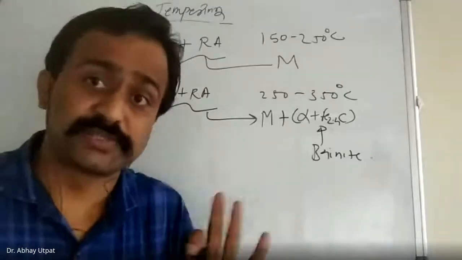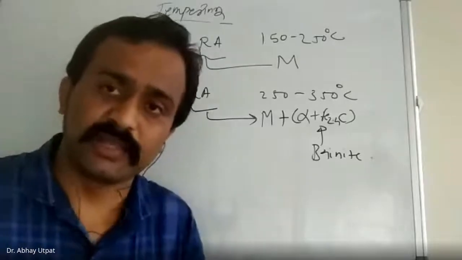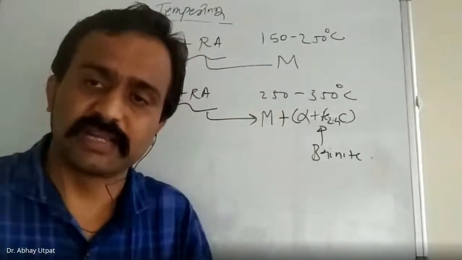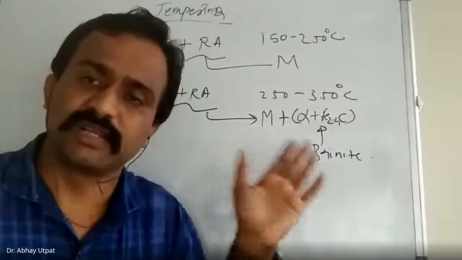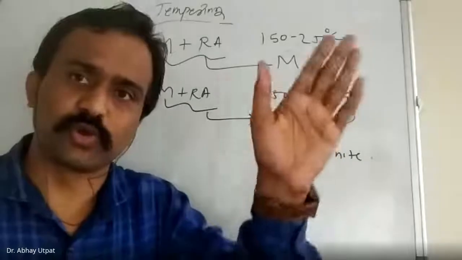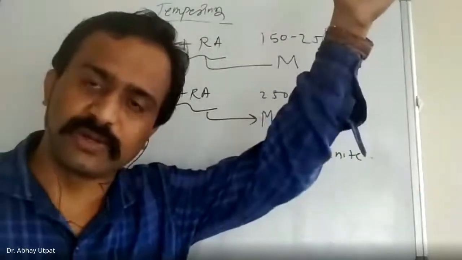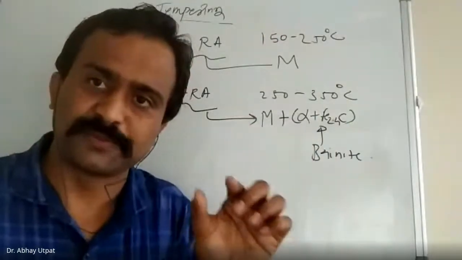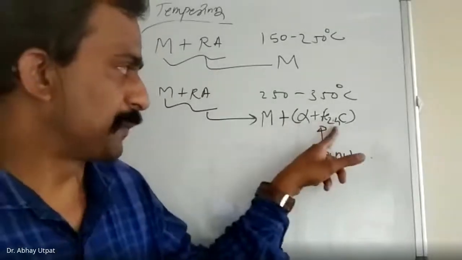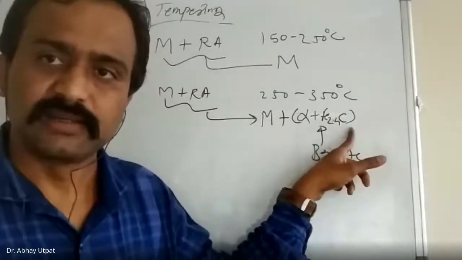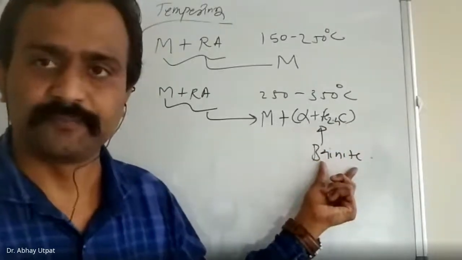Austenite is FCC. Recall whatever I told earlier: a phase transformation is only possible from FCC. Retained austenite is FCC. When you heat, soak and cool, even if you are not crossing 727, that FCC is converted into alpha plus Fe2.4C. It is called epsilon carbide, and this structure is called bainite.